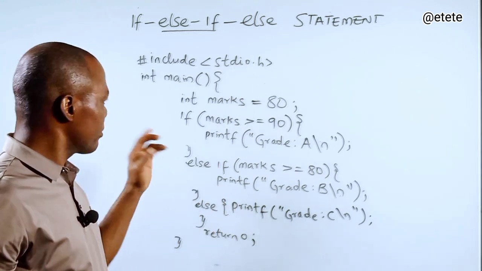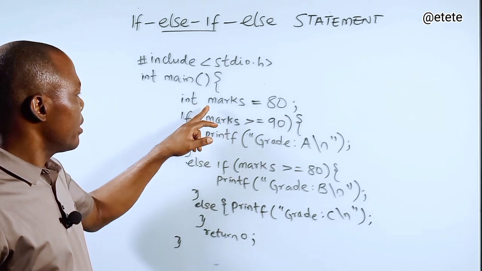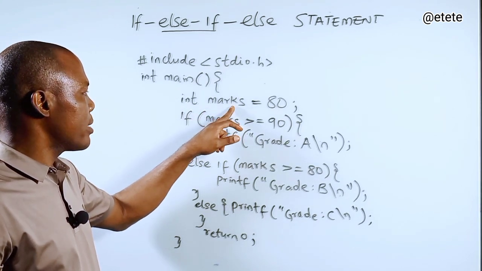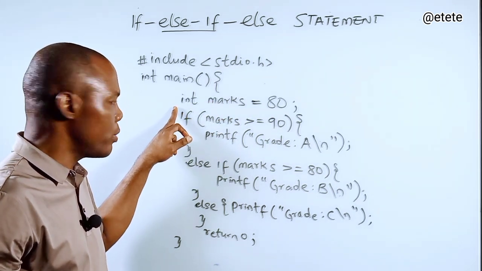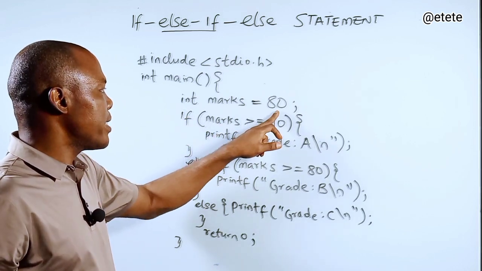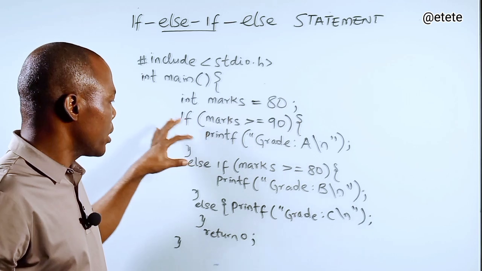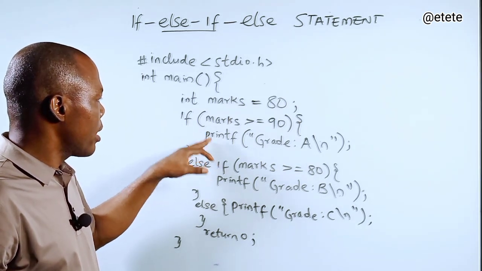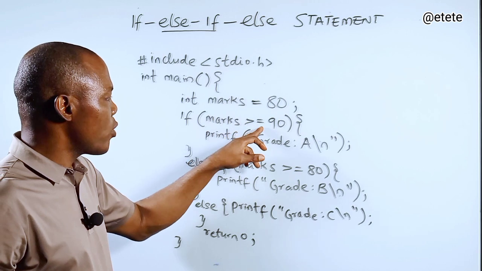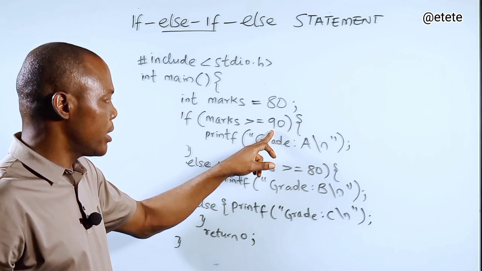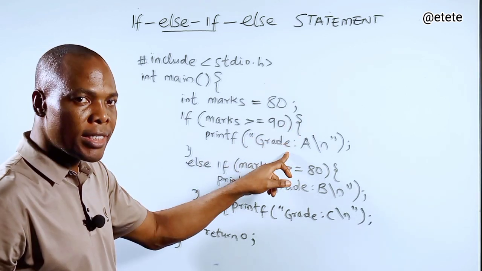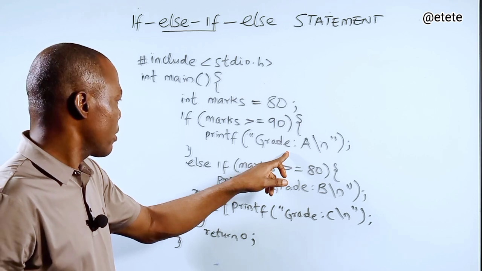I am declaring the variable max inside the integer data type, and now I'm assigning a value which is 80 to it. Now I have my if condition. So if max is greater or equals to 90, now mark is 80. So mark is not up to 90. It's not going to enter.